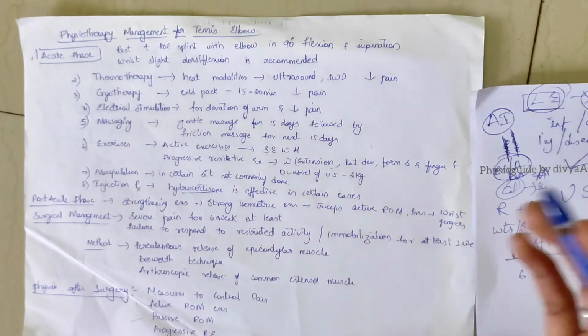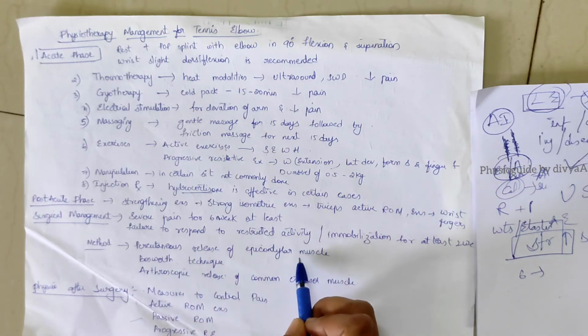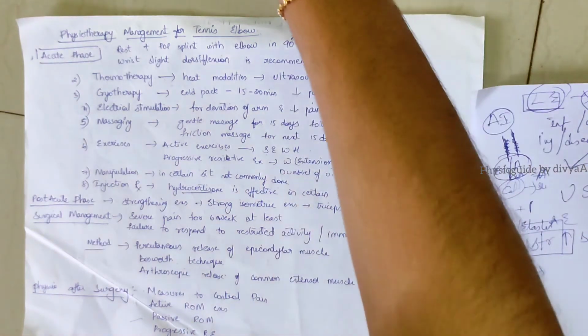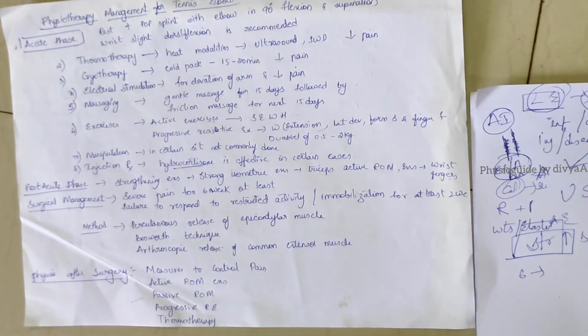How they do the surgical methods for pain: percutaneous release of epicondylar muscles, so here they release the epicondylar muscle. And Bosworth technique, arthroscopic release of common extensor muscles. Physio after surgery: after surgery also the physiotherapist will guide them.